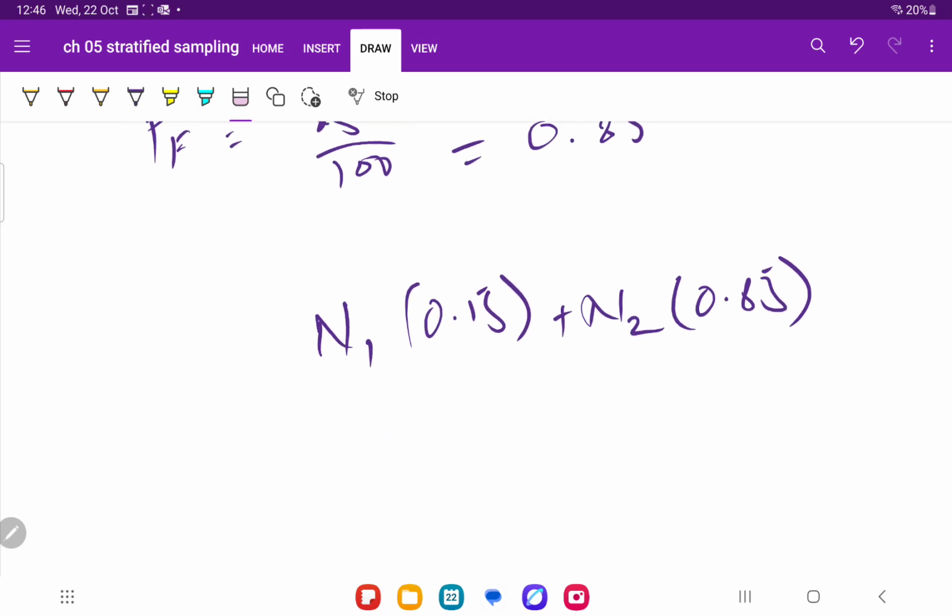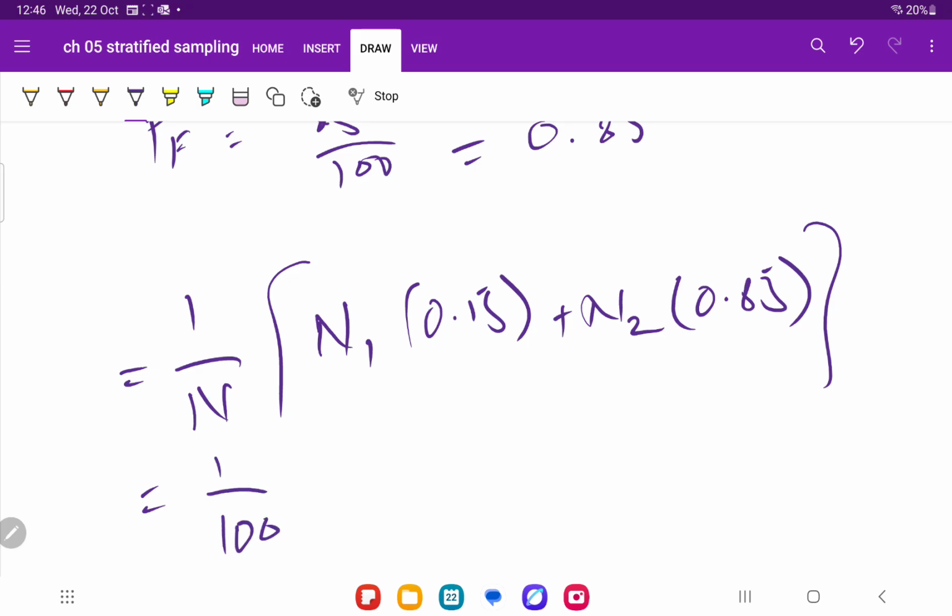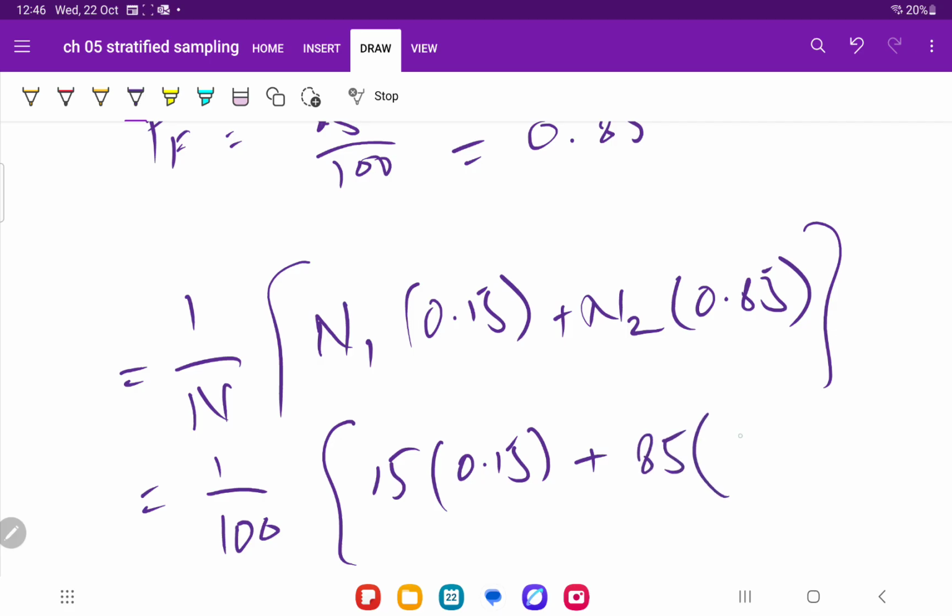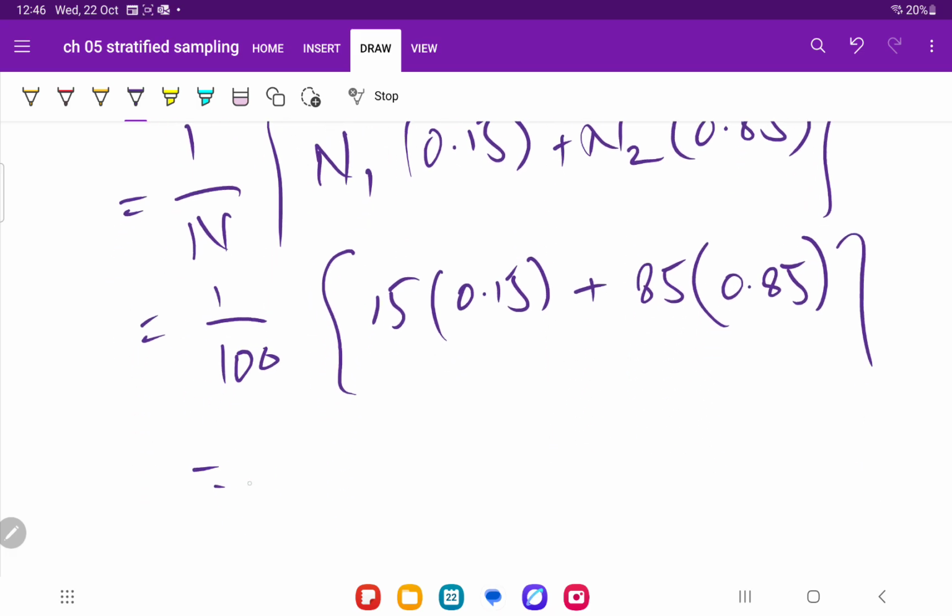And then this must be divided by n, that is, multiplied by 1 over n. So what is your n? The total population, 100. And N1 is 15 multiplied by 0.15, and this is 85 multiplied by 0.85. So altogether, could you estimate what is the number? 0.745. So that is the proportion.